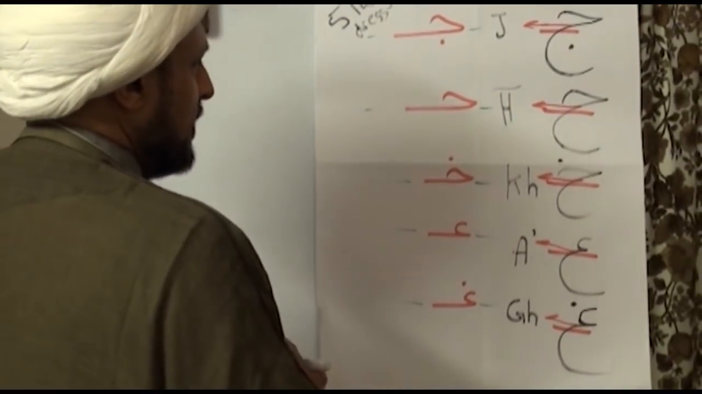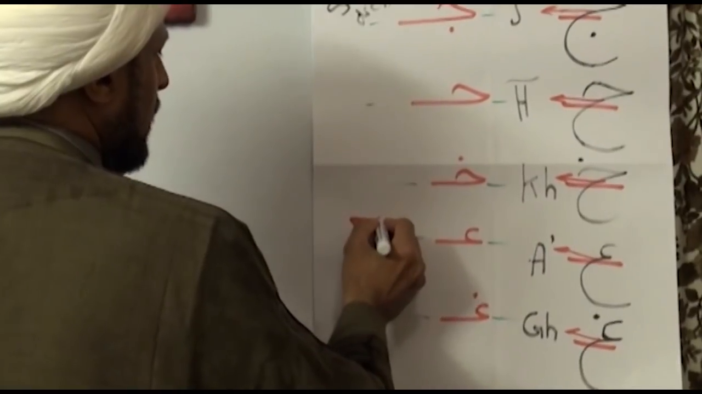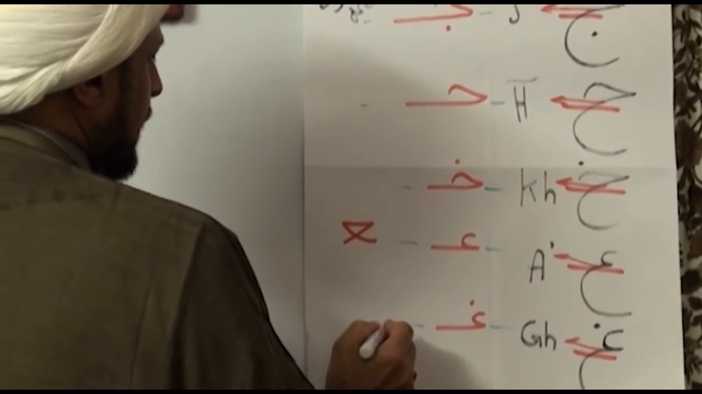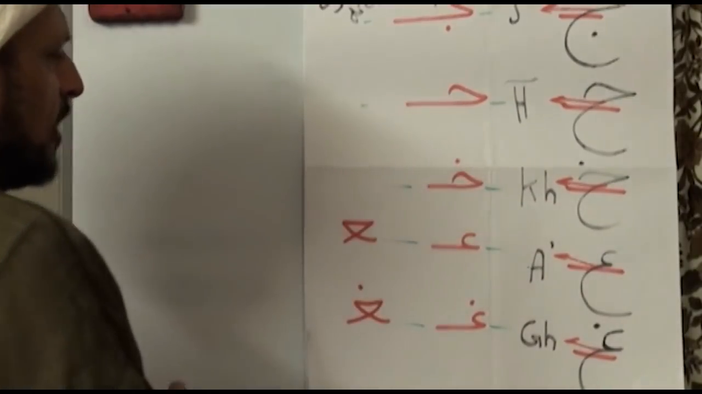And then we have this Ghayn. One more thing, Ayn in the middle is written like this. It's like an upside down triangle. And Ghayn also is written like that, an upside down triangle, when it's in the middle.